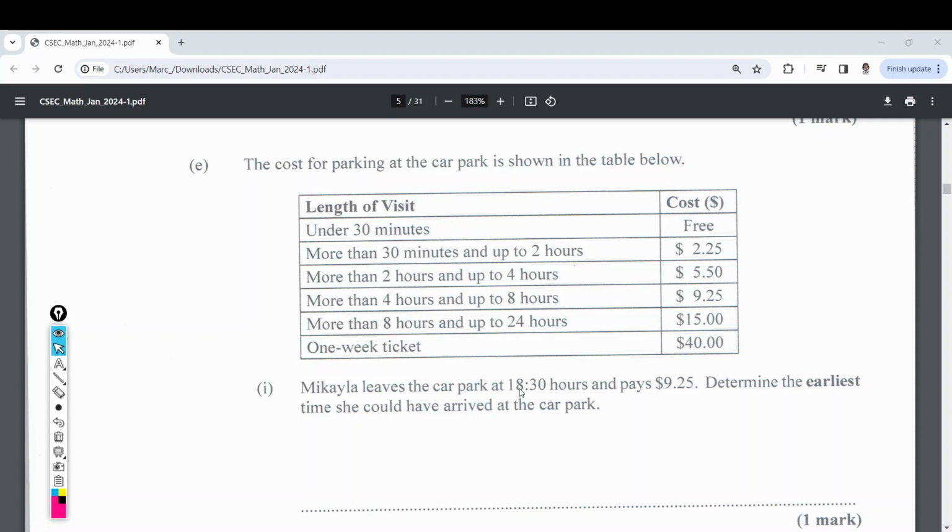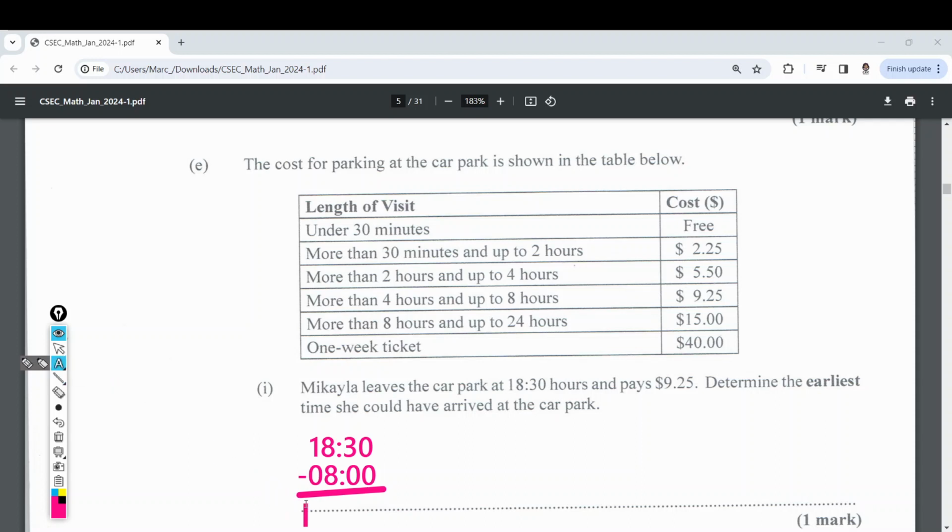Okay, so in order to pay 9.25, you need to do 4 hours up to 8 hours. So from 18:30, right? 18:30, the highest we basically need to subtract here, and the largest amount we could subtract is 8. Yeah, the most we could subtract is 8 in order for the person to pay 9.25 to make it the earliest time possible.